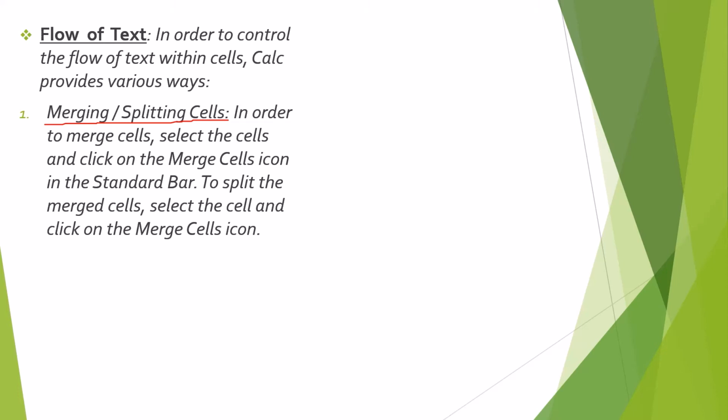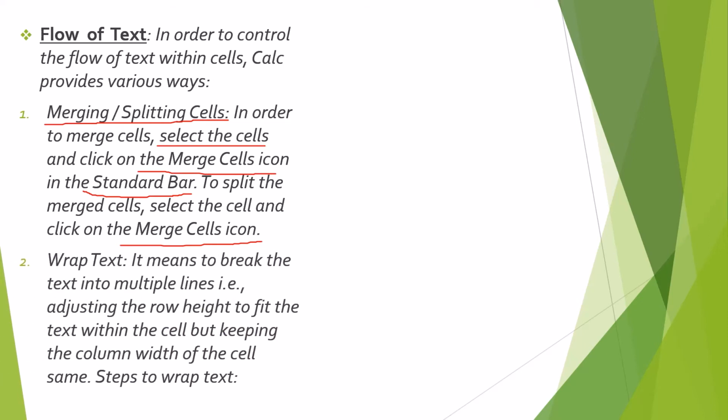So for merging cells, first of all go to the standard bar, then click on the merge cells icon, and before that you have to select the cells which you want to merge. To split the merged cell, select the cell and click on the merge cells icon. Basically, whenever you select cells which are already merged and then click on the merge cells icon, it will not merge them, but it will split the merged cells. Next way is wrap text.